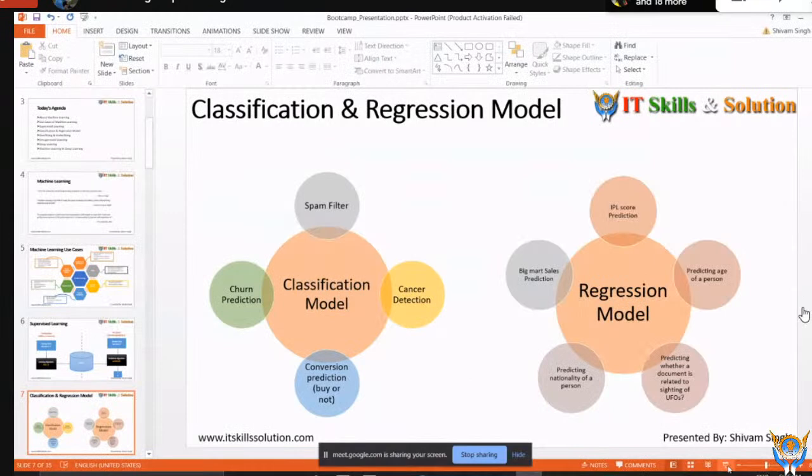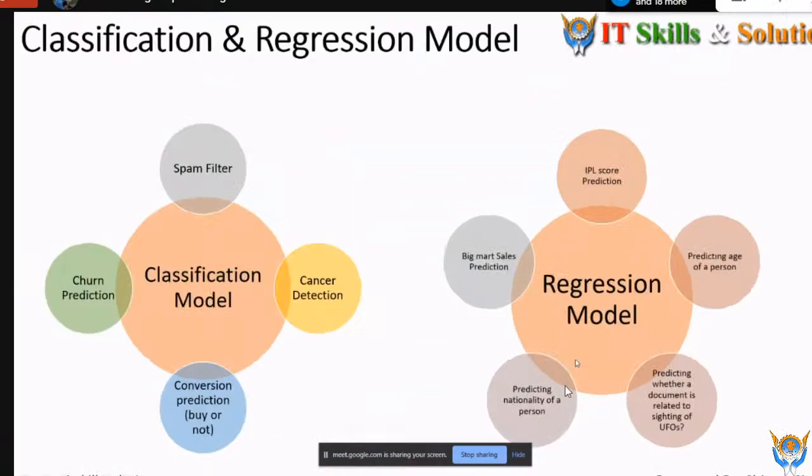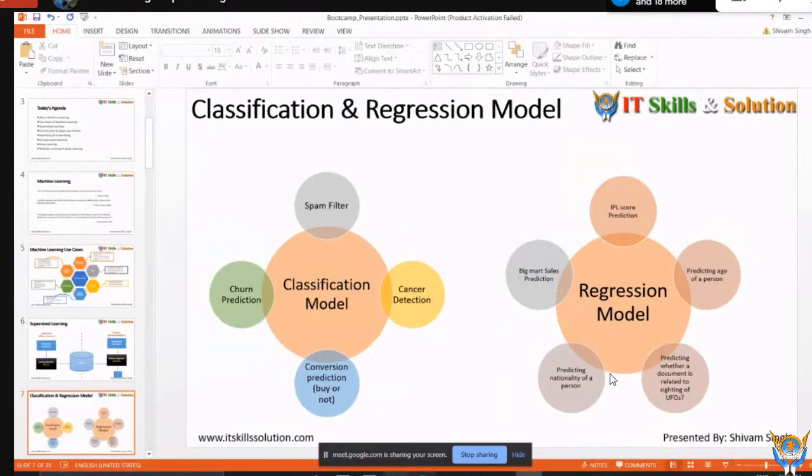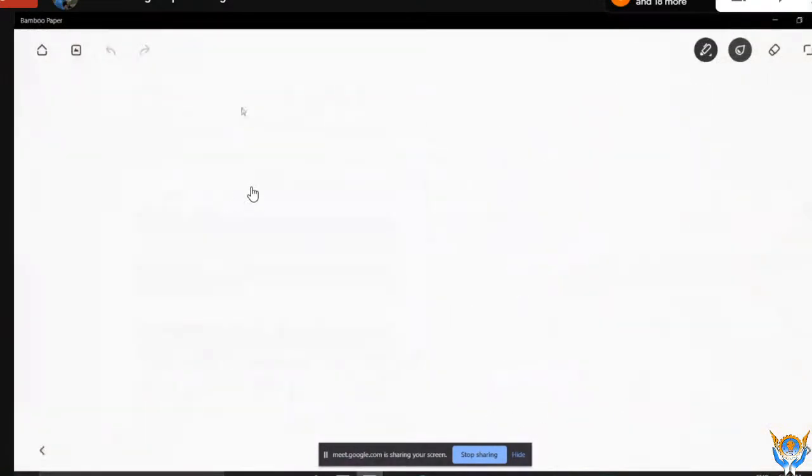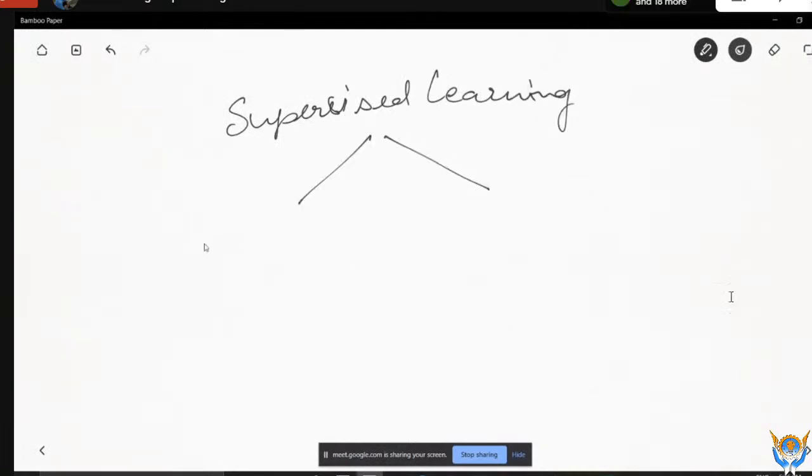So in supervised learning there are two kinds of problem. One is your classification problem and one is your regression problem. Okay, so in supervised learning there are two kinds of problem, one is called a classification problem and another one is your regression problem.